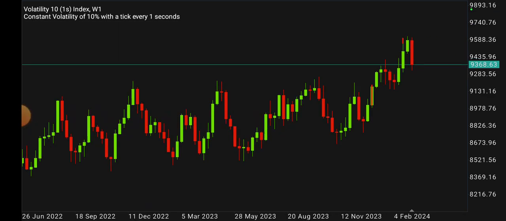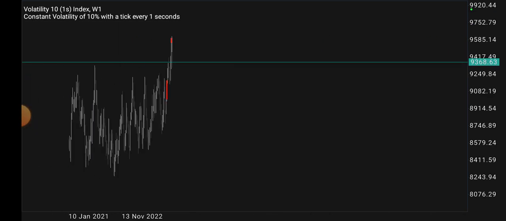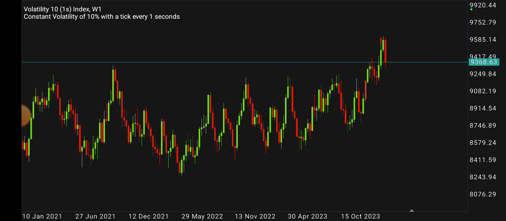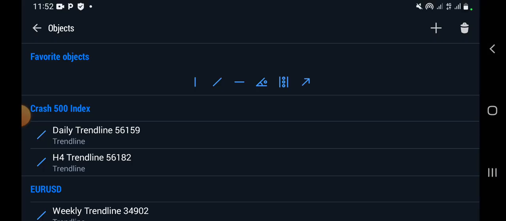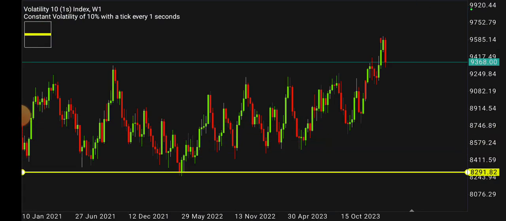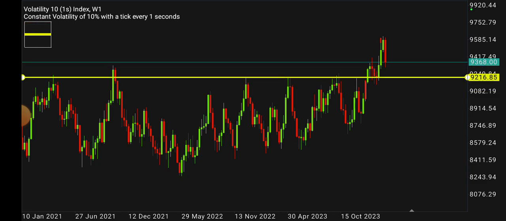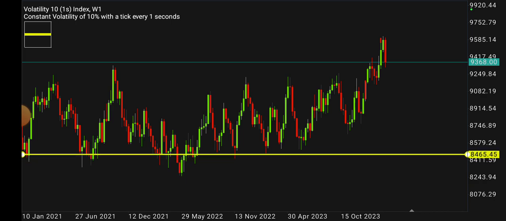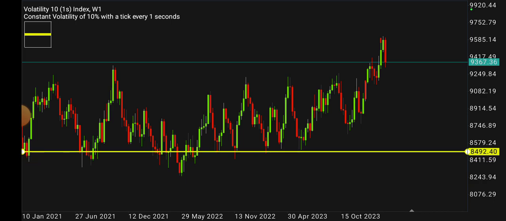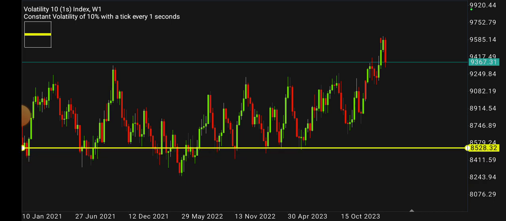The very first thing you want to do is to take the time frame to the weekly time frame. On the weekly time frame, what are you going to be doing? You're going to be looking for key levels. Let me start with the down. This is a key level, meaning that price has been reacting on this level.